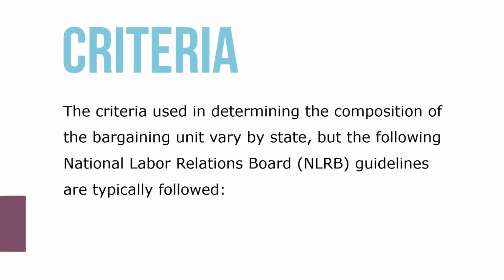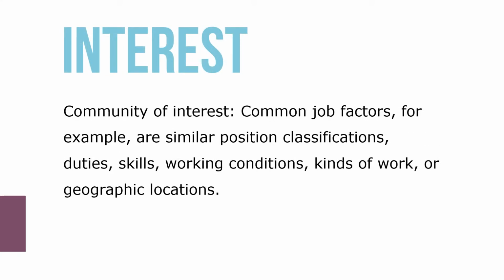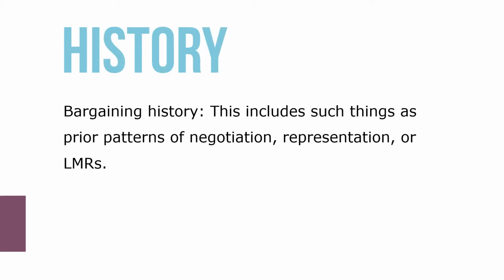The criteria used in determining the composition of the bargaining unit vary by state, but the following National Labor Relations Board, or NLRB, guidelines are typically followed. Community of interest. Common job factors, for example, are similar position classifications, duties, skills, working conditions, kinds of work, or geographic locations. Bargaining history. This includes such things as prior patterns of negotiation, representation, or labor management relations.